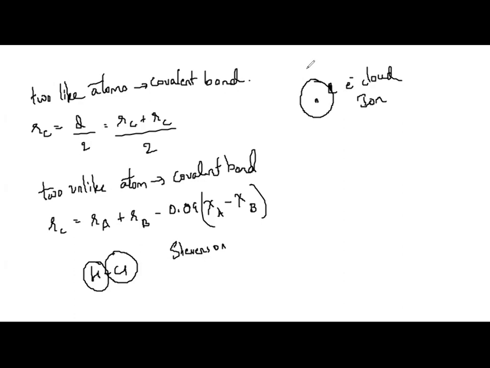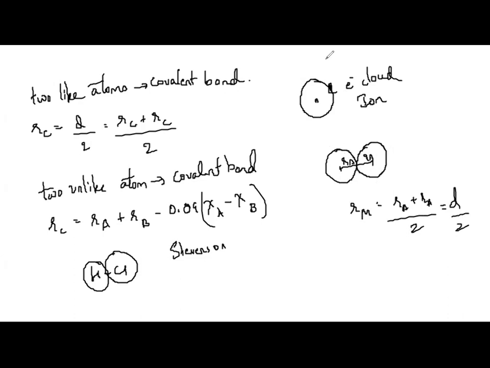Then metallic radius is for metal atoms. When two metal atoms, for example sodium atoms, are held together, we take half the internuclear distance. If this is atom 1 and this is atom 2, the metallic radius is equal to Ra plus Ra divided by 2, the radius of one metallic atom plus the radius of another, divided by 2. Or I can write it as D by 2, the internuclear distance divided by 2.